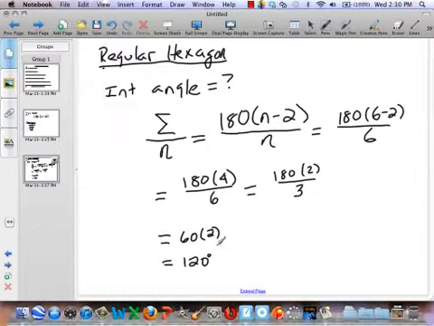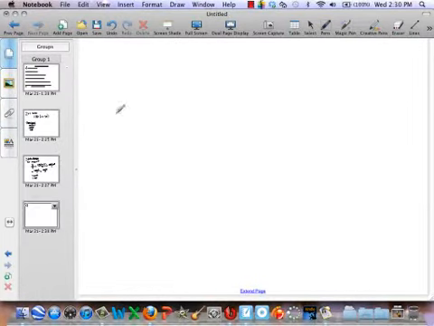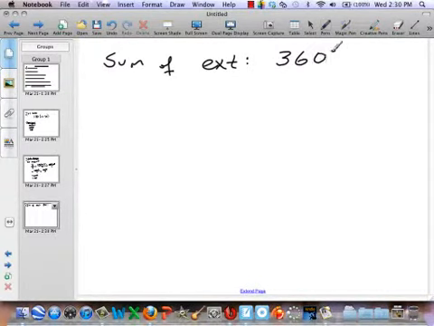All right, any questions on that? And the last one I want to talk about goes back to the video from yesterday. What is the sum of the exterior angles for any polygon? 360 degrees. Guys, you should be writing this down. So the sum of the exterior angles is 360 degrees.